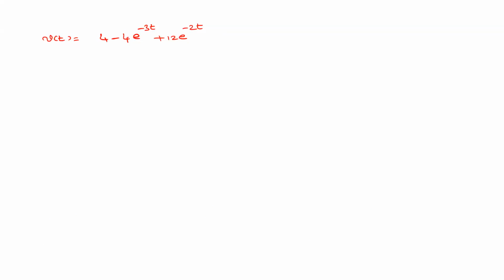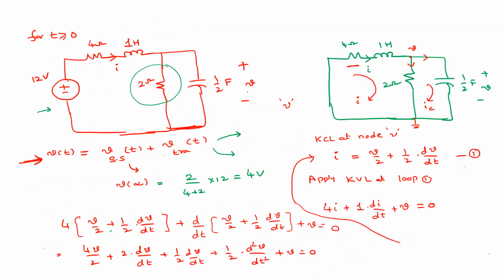So another one they asked, right? What is I of t? Anyone answer this? How to calculate I of t? From equation 1 we have this, right? I equal to V by 2 plus 1 by 2 into dV by dt.